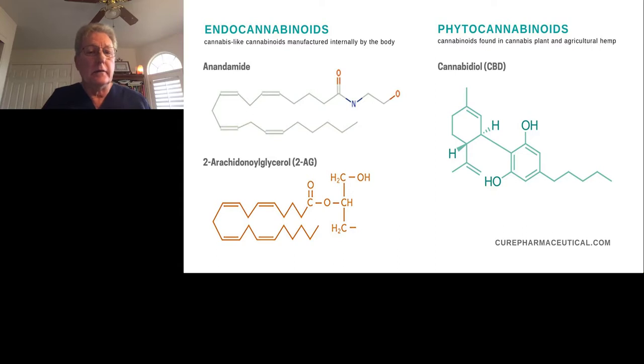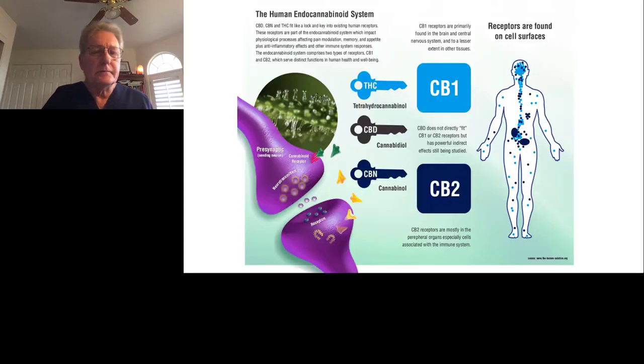Now, endocannabinoids are endogenous lipid-based retrograde neurotransmitters. Anandamide and 2-AG for short are two of those endocannabinoids. THC mimics anandamide, and CBD mimics 2-AG. So our endocannabinoid system has kind of a key and lock system.